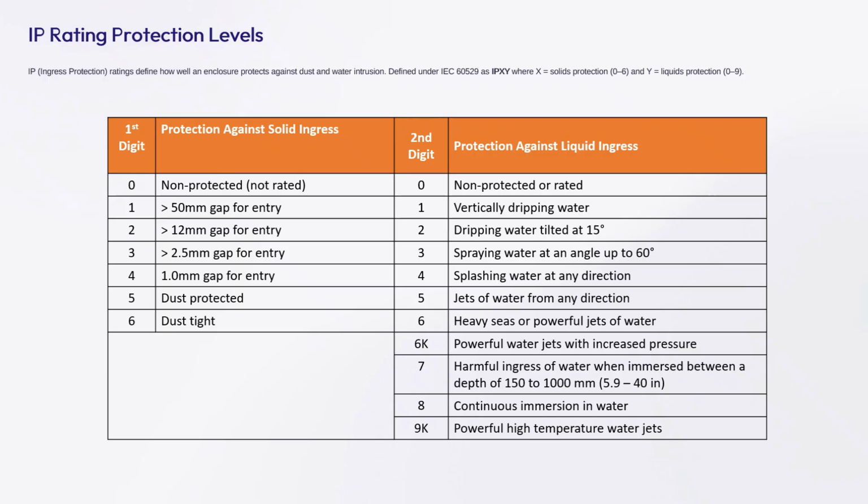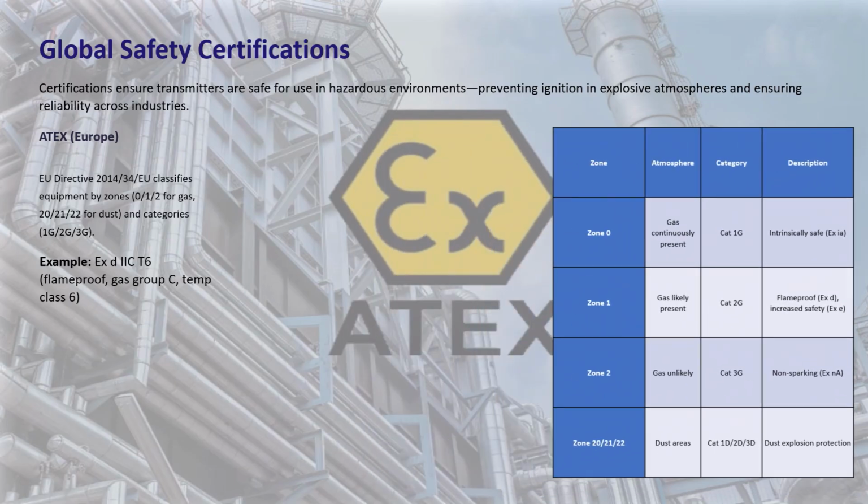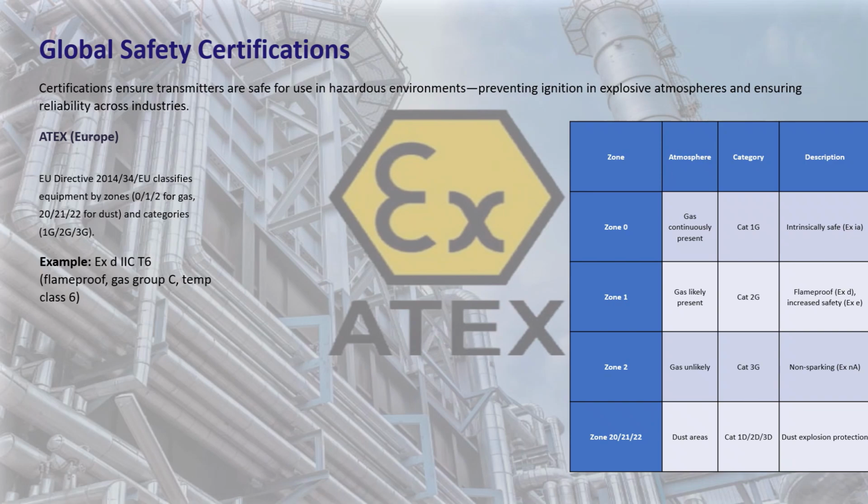Fifth parameter is certification. Certifications define whether a transmitter is safe to use in hazardous or specific environments, like explosive gas zones, mines, or marine applications. Each certificate follows a regional standard that ensures the device won't ignite, corrode, or malfunction under harsh conditions. Main certification categories.